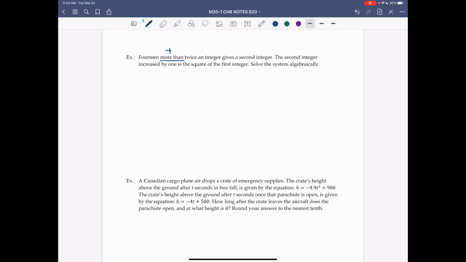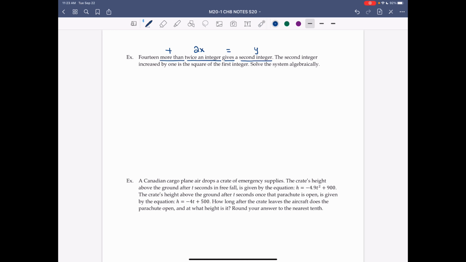14 more than twice an integer. What is twice an integer? Twice means multiplying by 2. An integer could be an x or a y value. Okay, so we're multiplying something by 2. Let's say that it's 2x. We'll call that integer x. And that gives a second integer. Gives, in this case, would mean equals. Our second integer, we could call it anything, but let's call it y.